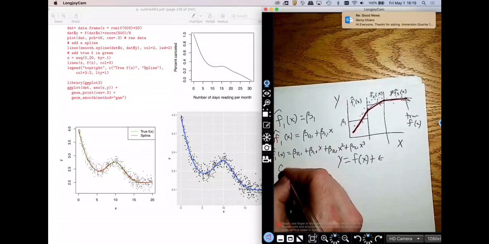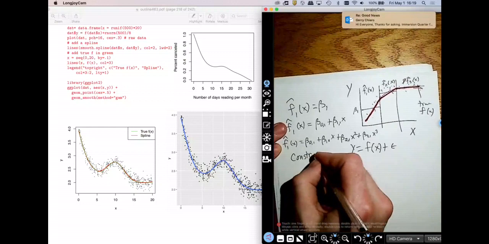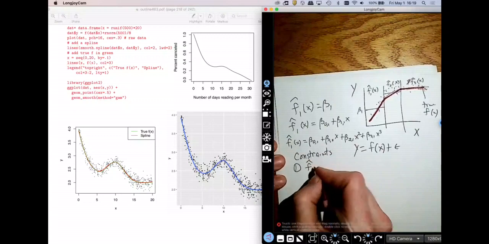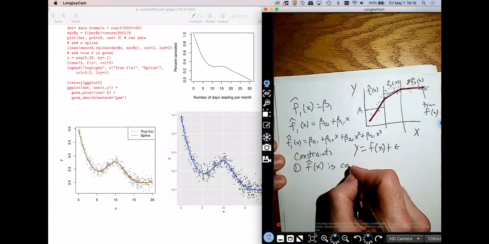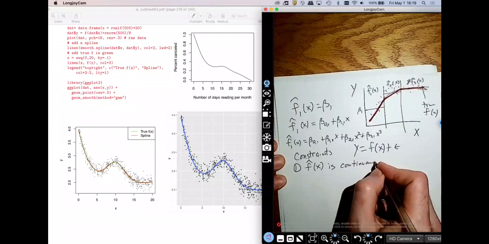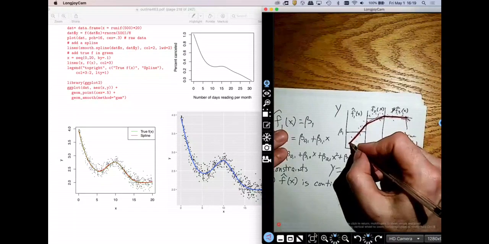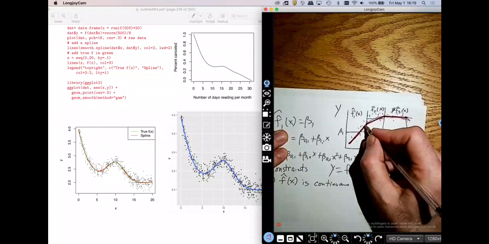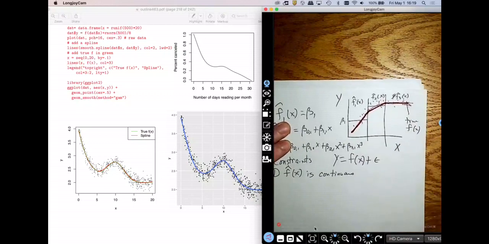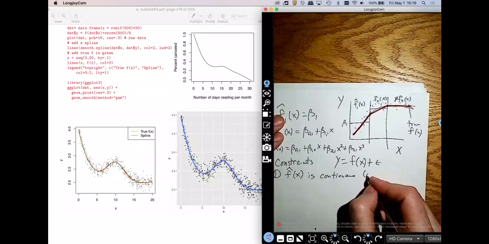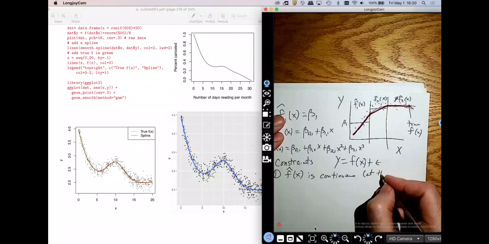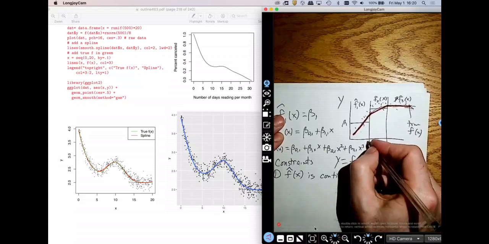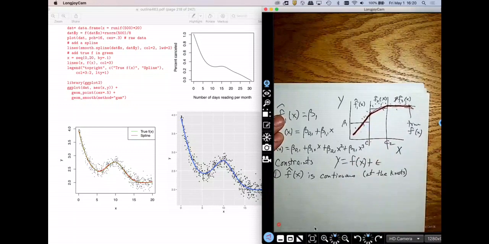So constraint number one: my overall f hat is continuous. In other words, I can have a cubic spline here and another cubic spline here, but they have to match up at the knots. Is it everywhere continuous? What I'm really saying here is at the knots, K-N-O-T-S. So this is my knot C1, this is my knot C2.